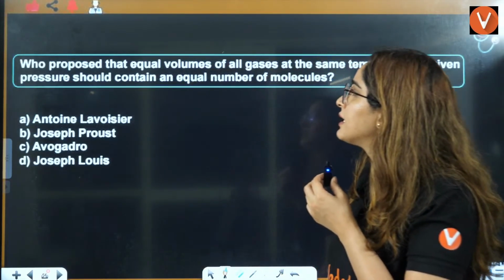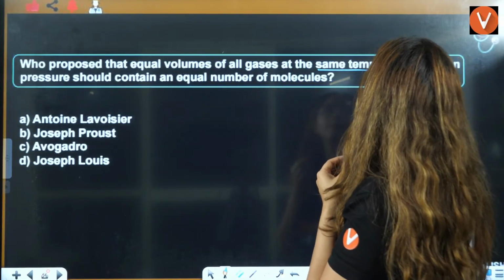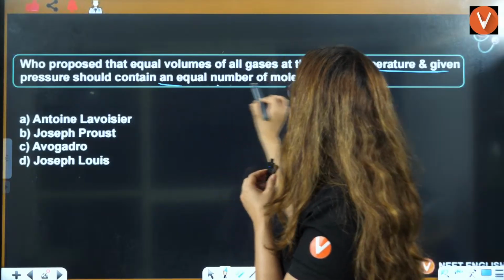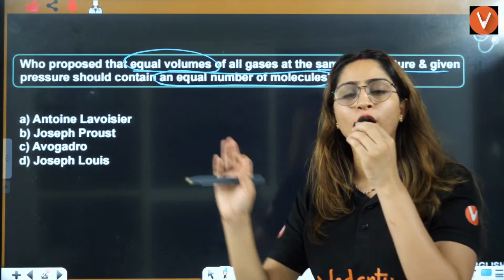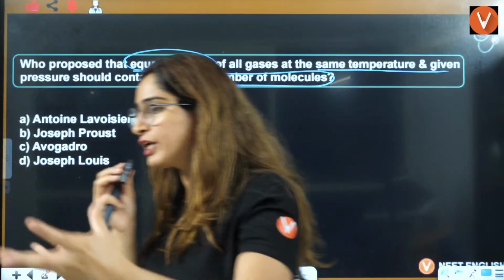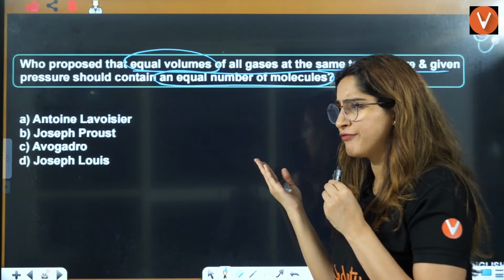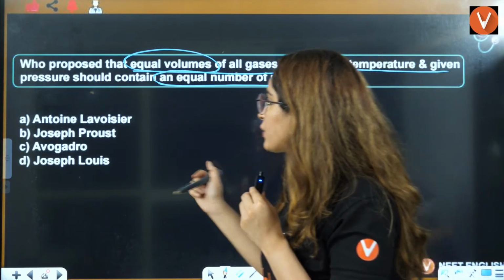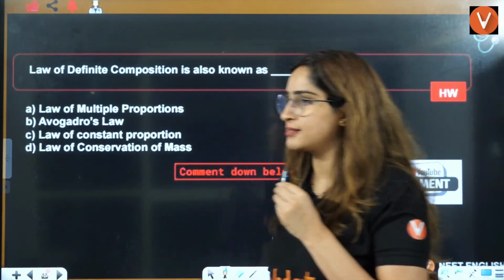Very good. Who proposed that equal volumes of all gases at the same temperature and pressure should contain an equal number of molecules? Who proposed that if you have equal volume, it will have equal molecules? Who proposed this? The last fifth law that we did, that was Avogadro's. So C is going to be the correct answer there.